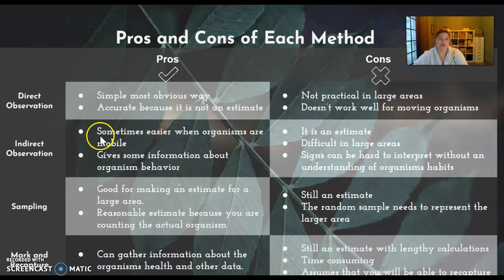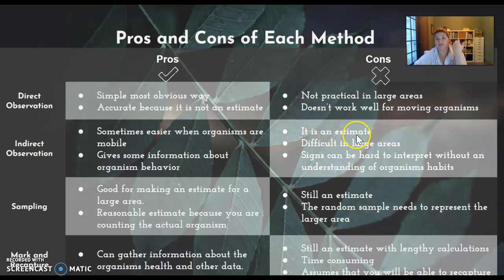Indirect observation. So it's sometimes easier to do this type of method if organisms are mobile. So if organisms are fleeing the nest, or they are hibernating, or they are nocturnal, then it might be a good method to use if we can't actually find the organisms themselves. And it also gives us some information about the organism's behavior. So maybe we're not just finding the population size, but maybe we're finding some of their habits as far as tracking them goes.